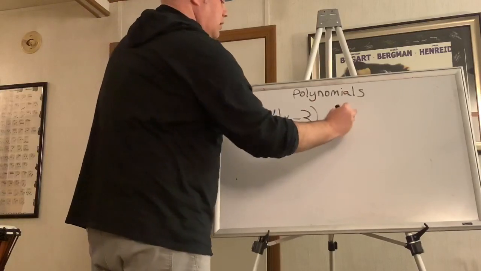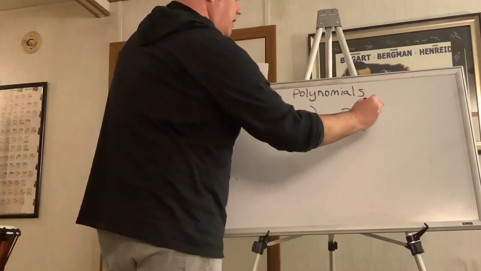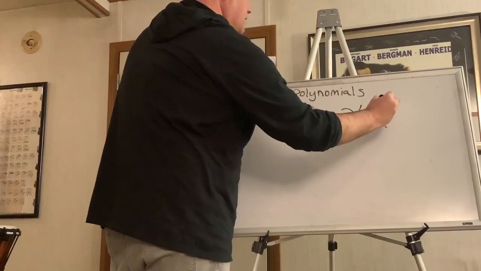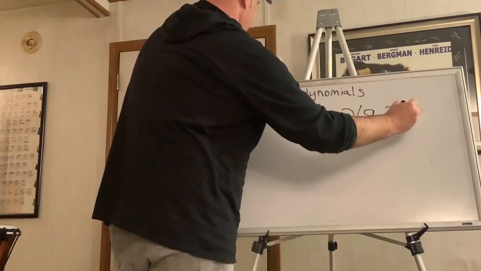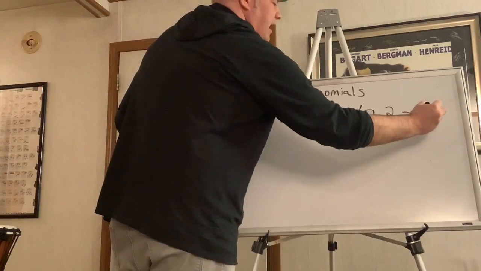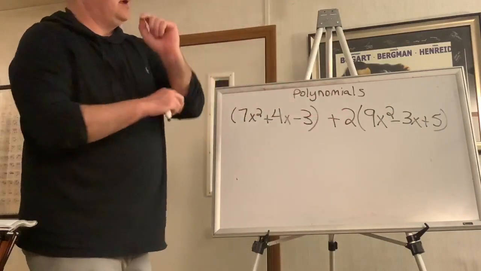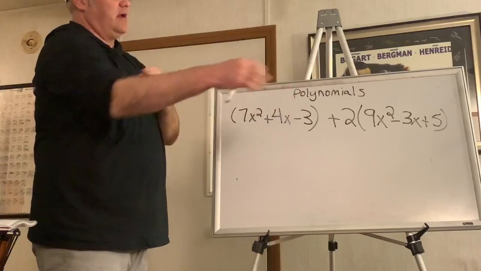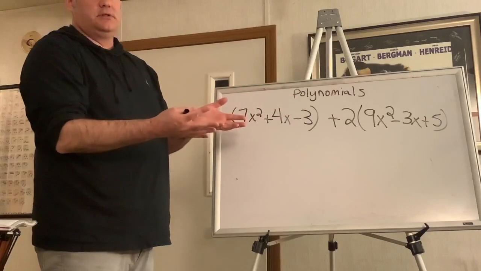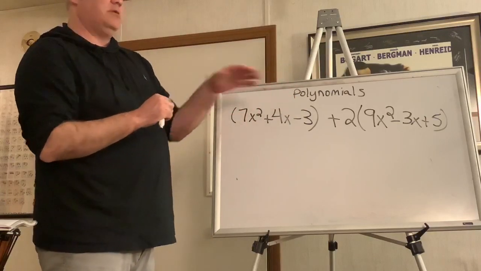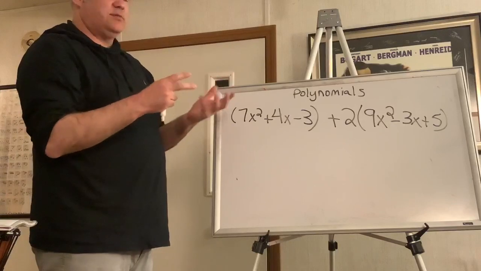Then I'm going to put in another polynomial, and it's got a distribution to it. What we have to do is not only distribute right here, but when we're all done, we're going to have to go through and combine like terms. That's what we're doing when we're adding and subtracting polynomials.